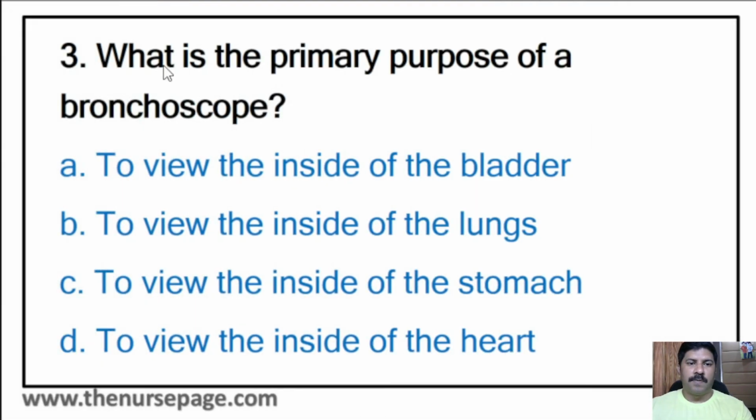Third question: What is the primary purpose of a bronchoscope? To view inside the bladder, to view inside the lungs, to view inside the stomach, to view the inside of the heart. The correct answer here is to view inside the lungs.